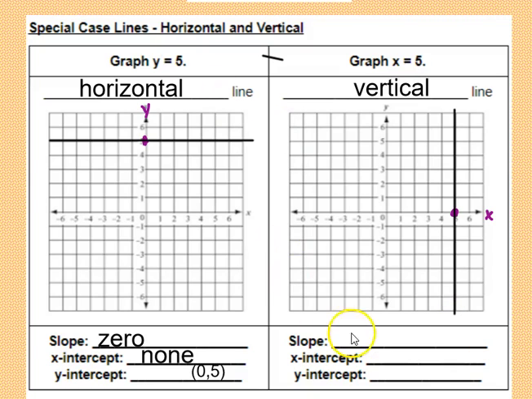Since this is a vertical line, our slope we say is undefined. Our x-intercept would be at 5, so we put (5, 0) for our x-intercept, since it does cross our x-axis at 5. And this line never crosses our y-axis because it's parallel to our y-axis, so our y-intercept would be none. It has no y-intercept.